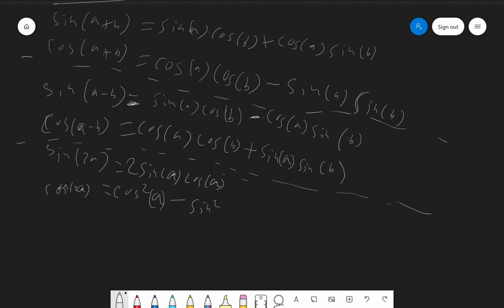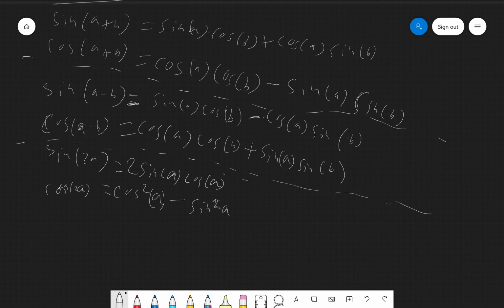And I'm sure when you first see this, you go, oh, sine squared plus cosine squared. But then it's a minus, not a plus. So, maybe that's just me. I don't know. I'm just weird like that.